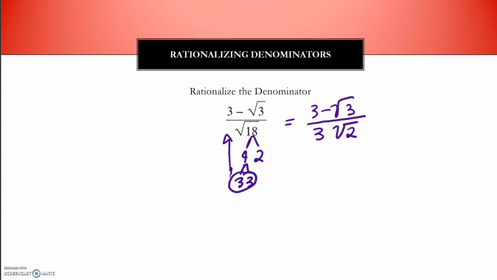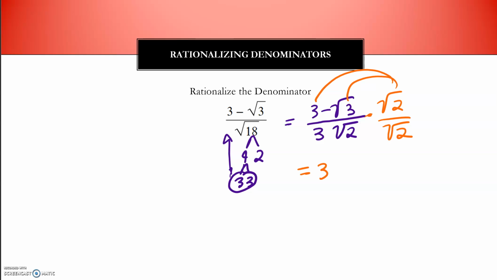Now, in this case, I cannot cancel the 3's because notice that that minus square root of 3 does not have an integer 3 in front of it. Okay, so they don't all share a factor of 3. I can't cancel. But I do have to rationalize because that square root of 2 is still there. So I'm going to multiply top and bottom by square root of 2.